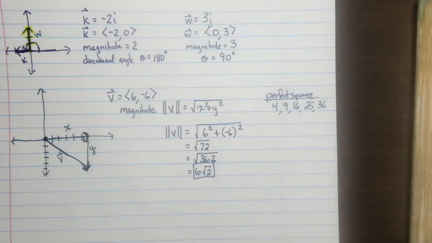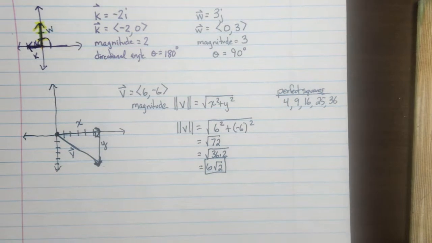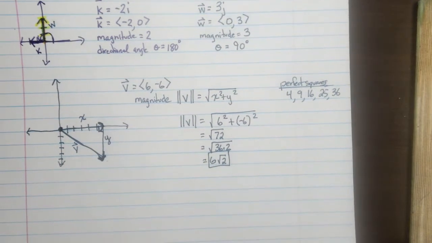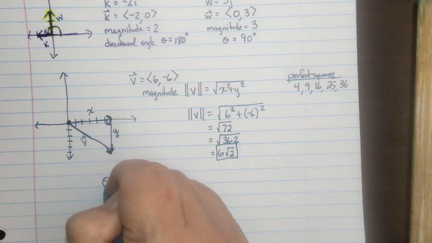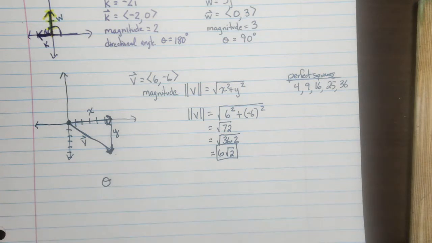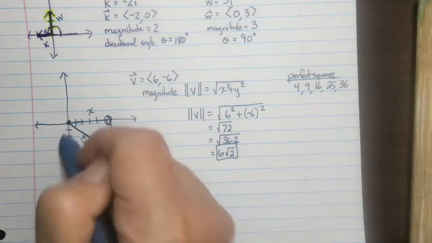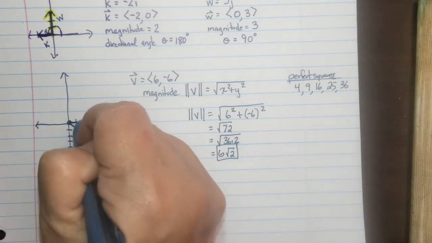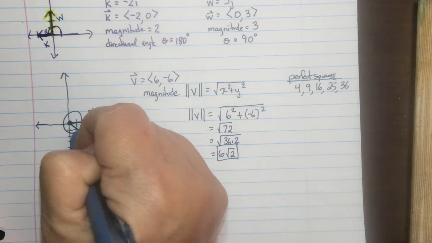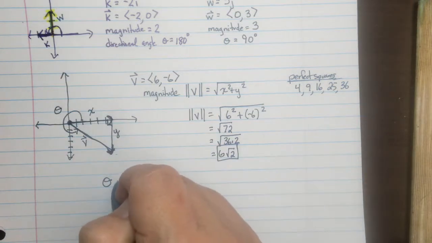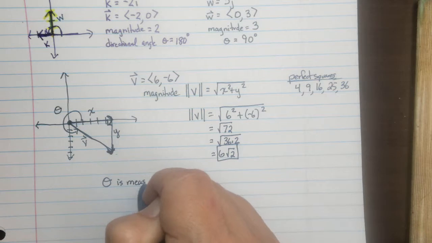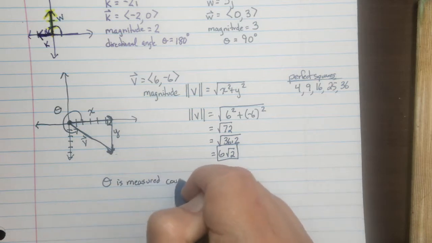Alright, well, let's talk about finding the direction for this vector, because vectors have direction and magnitude. So when we're asked to find the direction, we're looking for theta. Theta is the directional angle that starts on the x-axis, and we measure the angle counterclockwise, the same way we've been measuring angles all semester, right? So this is our theta. Just remember, theta is measured counterclockwise.